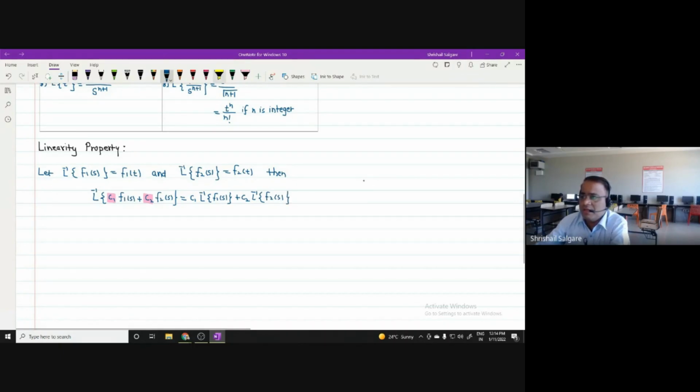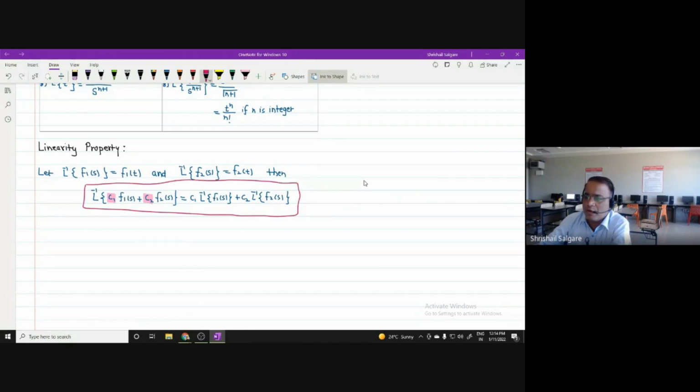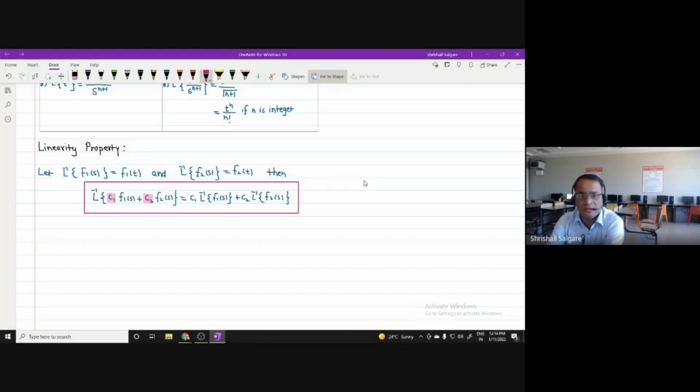Means you can separate the terms. That result or proof we are not going to see. So if the terms are given combinedly, that is a linear combination of functions of S, then you can use the linearity property to find the inverse Laplace transform. Where C1 and C2 are constants. Now I will take simple examples to explain the linearity property. I think that is clear, but still I will take one example.